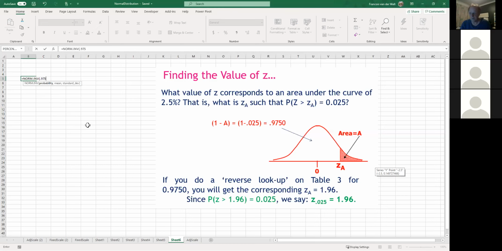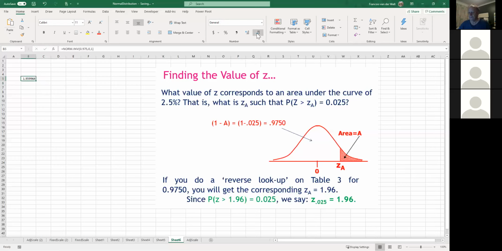What is the mean? We know this is a standard normal distribution, typically depicted by Z. What is the mean? 0. What is the standard deviation? 1. And we get 1.96. Can you see that's what they got too? If I round it, it's also 1.96.